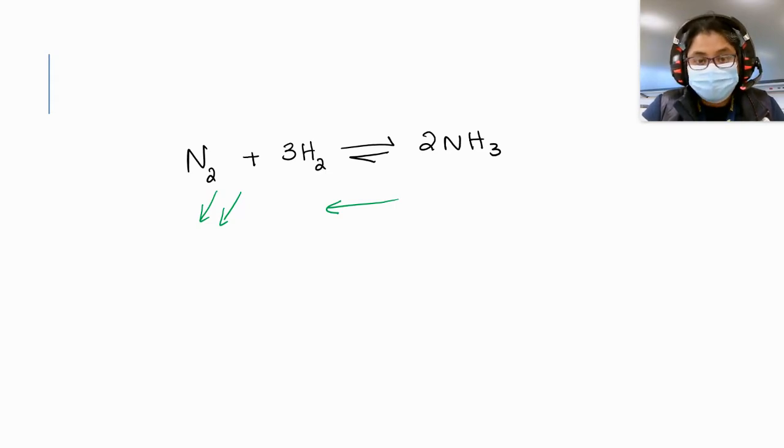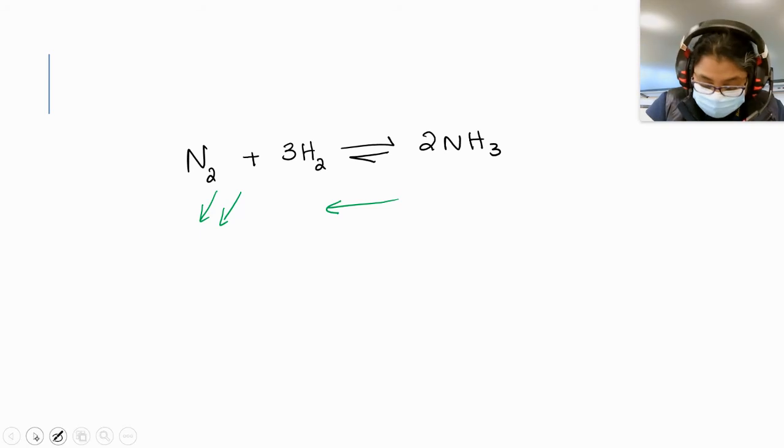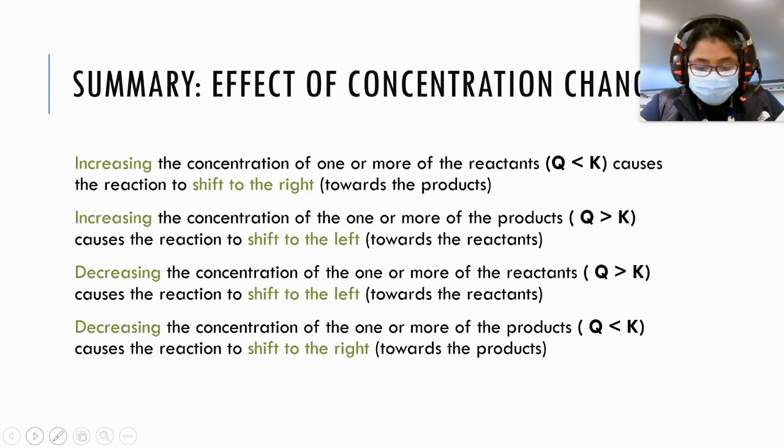So LCP basically means if you take away from the product side, the reaction will shift forward to replace those products. If you take away from the reactant side, the reaction will reverse in order to reestablish equilibrium and replace those reactants. It doesn't mean that all of the original concentration will be restored. It'll go to such a point where the ratio between them will be the same equilibrium constant. You can achieve that ratio without having those same numbers. So here's a summary of what happens.